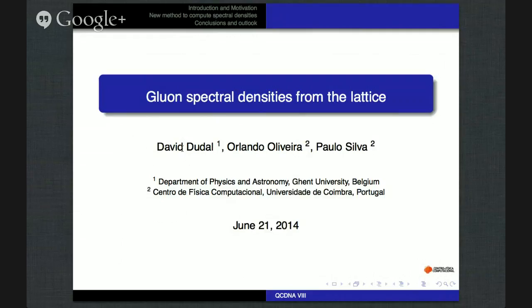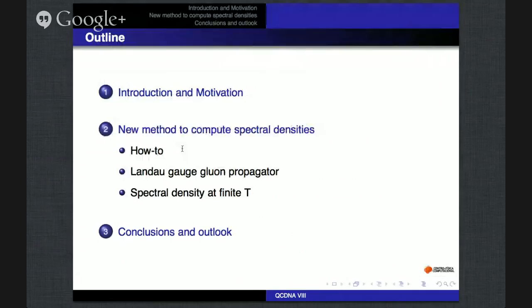Good. All right. And for our last talk of the day, gluon spectral densities. Great. So this is a collaboration with a colleague from Ghent in Belgium, and so after a short introduction and motivation, I will show you a new method to compute the spectral density. We apply this to the Landau gauge gluon propagator, and I will also show you some results at finite temperature, and then I will conclude.